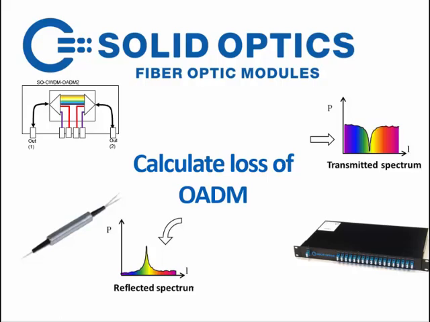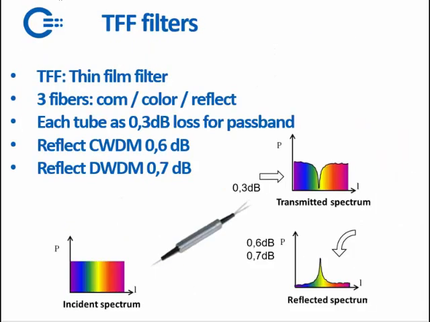Hello and welcome. In this movie I would like to explain the calculated loss in dBs of an OADM. All the OADMs are based on thin film filters. Those are little glass or metal tubes inside of the ABS box, inside of the 19-inch casing. They have three fibers: the COM, the color and the reflect.